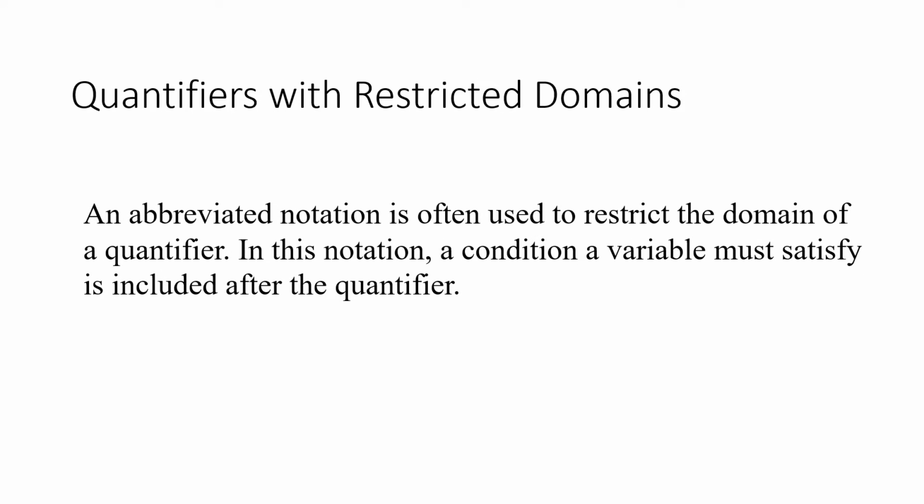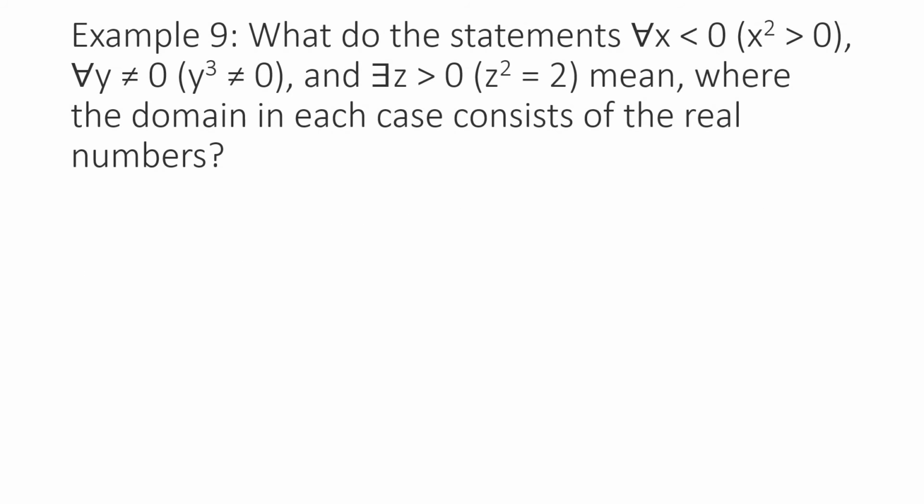So let's have this example. What do the statements "for all x less than 0, x squared greater than 0," "for all y not equal to 0, y cubed not equal to 0," and "there exists z greater than 0 such that z squared equals 2" mean, where the domain of each consists of all real numbers?